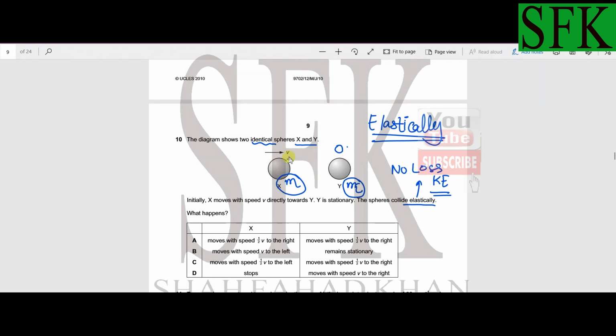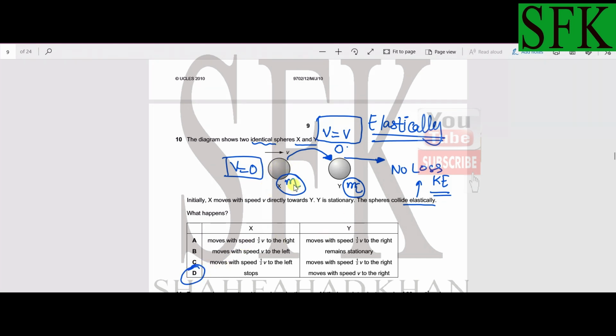All of its energy has been converted into the kinetic energy of y, and y starts moving with the same kinetic energy as x. And x, since it has lost all its energy, its velocity becomes 0, whereas the velocity of y becomes equal to the initial velocity of x, because it has now gained all its energy. So the most appropriate answer is option number D.